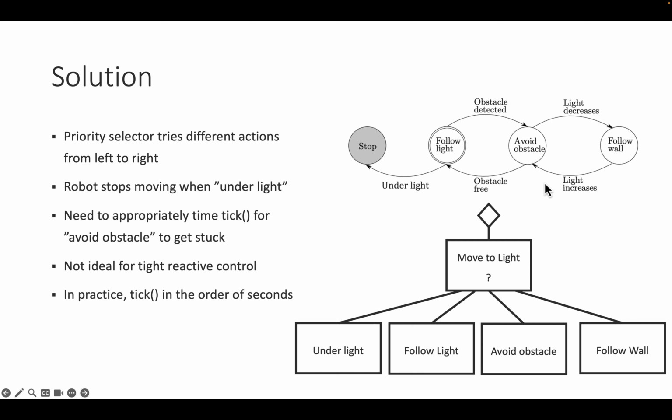Instead, you tick these behavior nodes in the order of seconds, and you use them for higher level planning. This doesn't mean you cannot do what is shown here, and in that case you would probably want to pace those behaviors at a length of 1 second or 2 seconds or something like this, and implement robust behaviors that really detect whether the obstacle avoidance has failed in the time that is allotted by your tick.